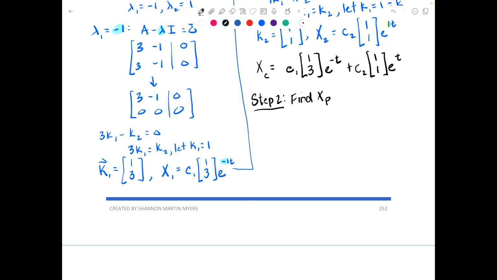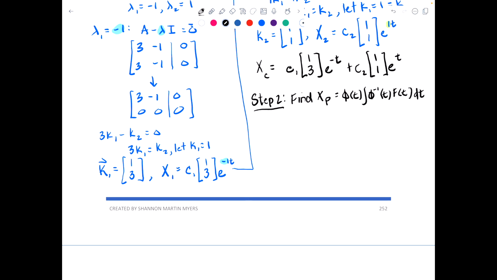So this is the new stuff, all right? So remember that X_p is equal to Φ(t), these are all matrices, times the integral of Φ inverse at t times capital F at t dt. Cool? All right, so we need to find all this good stuff. Ready?